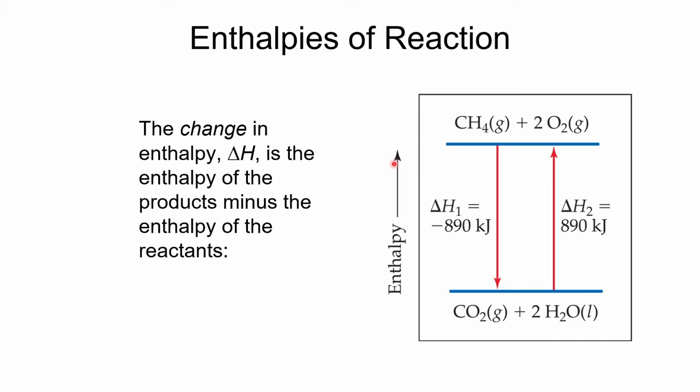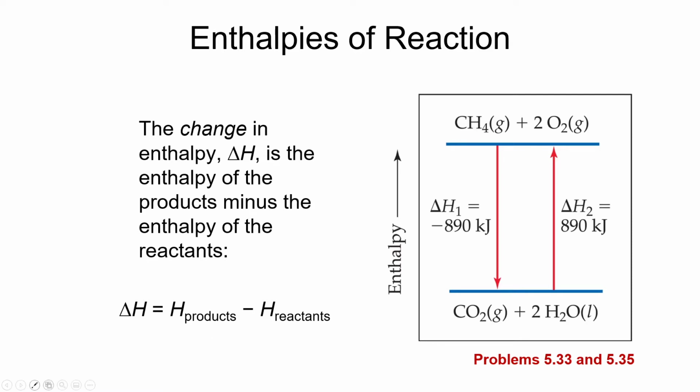All right. So here is an example of an enthalpy of reaction. The change in the enthalpy is going to be equal to the enthalpy of the products minus the enthalpy of the reactants. And again, that's because it's a state function. And so here we have a diagram, and I'm going to use that diagram here just for a second. Before we go to number 33 and 35, I'm going to use that diagram to illustrate a point.